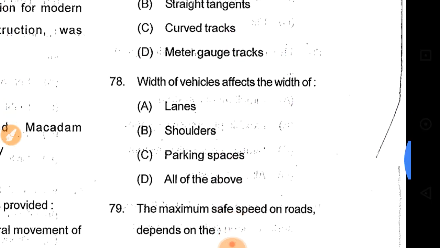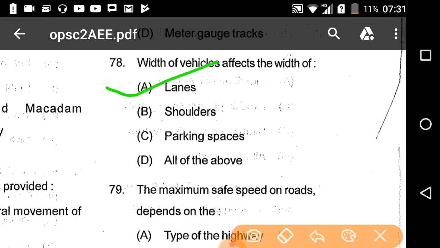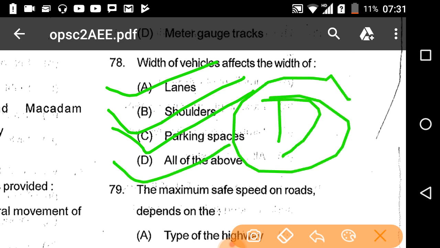Width of vehicles affects the width of lanes, shoulders, parking spaces, all the above. So width of vehicles affects the width of lanes, shoulders, parking spaces, all the above. That is option D will be the correct answer.